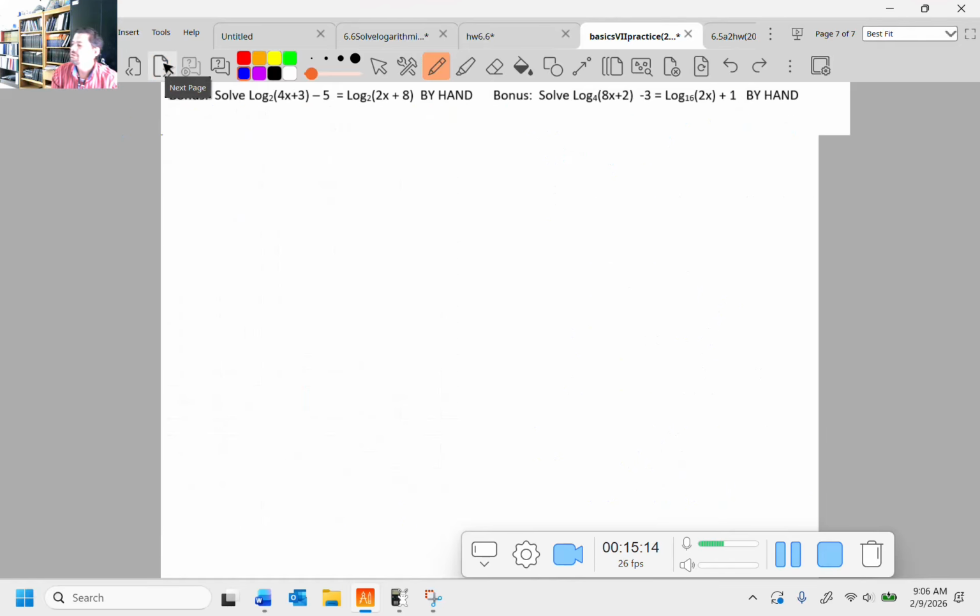And now the bonuses. Solve these two things by hand. I'm going to glance at these real quick. I'm going to pause. I'll be right back. All right, so I just want to see how rough they were, see if I need to do anything ahead of time or not. They're not too bad.